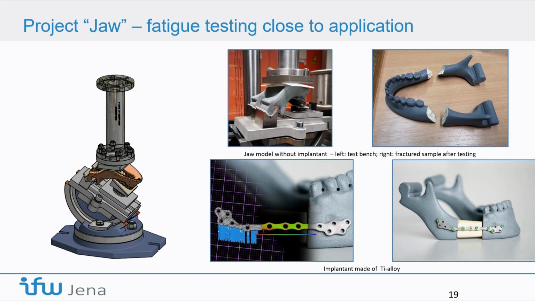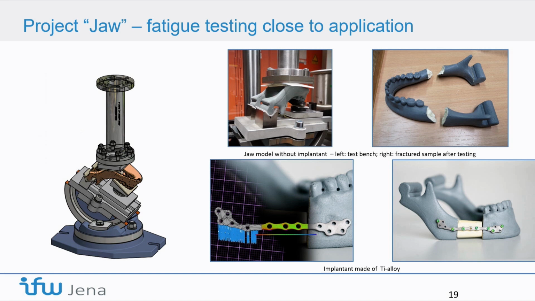On the top, in the middle, you can see a test bench for the artificial bone material we used to apply the implant. And we have to know first what is the performance of the artificial bone material. Then we cut it in parts and applied the implant. On the left side, you can see a universally usable fixture for this.